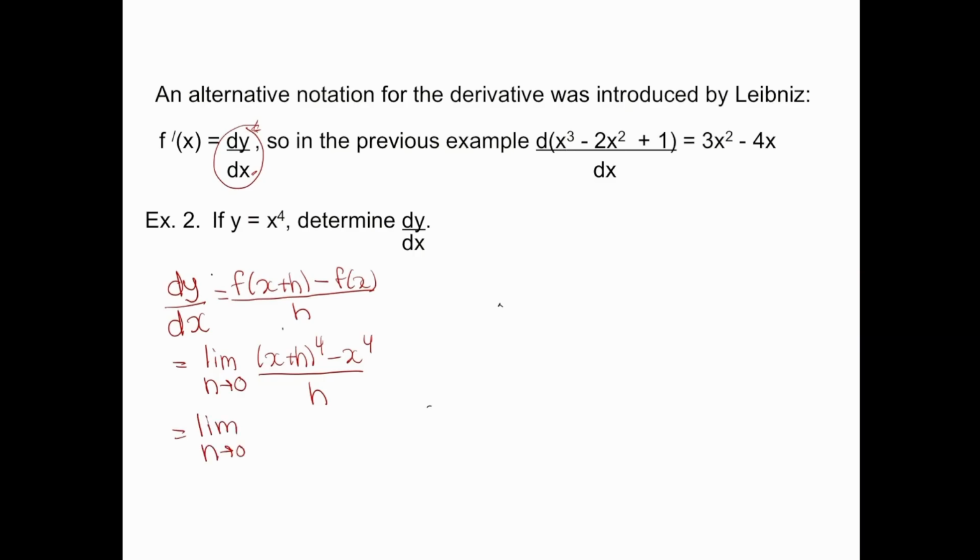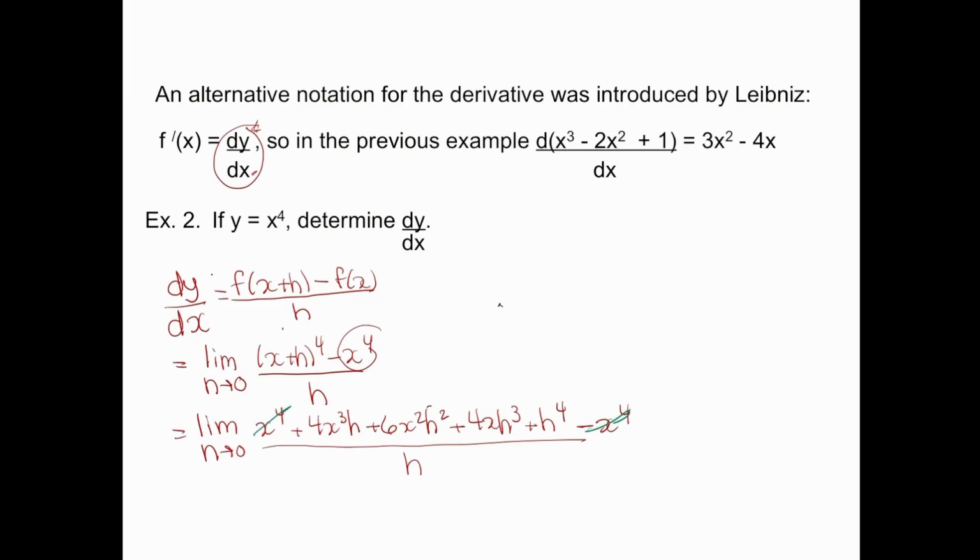So the limit as h approaches 0 ends up equaling x to the power of 4 plus 4x cubed h plus 6x squared h squared plus 4xh cubed plus h to the power of 4, and then finally at the end we have this minus x to the power of 4, which came from here, all over h. So now we want to look for things that we can start to eliminate. Immediately I can see that this positive x to the power of 4 and this negative x to the power of 4 cancel each other out.